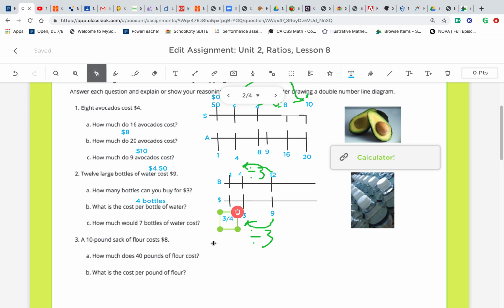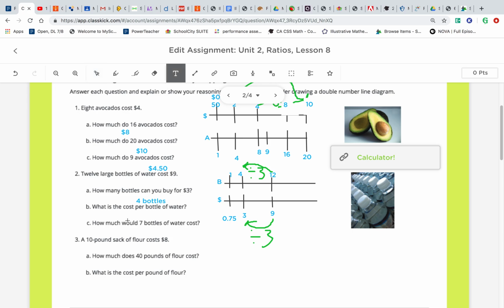But because the number line is about dollars, we need to know how much money 3/4 of a dollar is. Well, it's 3/4 of a dollar. It's the same thing as 3/4. And if it's 3/4, that's actually 75 cents, right? So instead of putting 3/4, we don't need the dollar sign, we can just put in 0.75. Okay, let me make this like that. There we go. 75 cents per bottle of water.